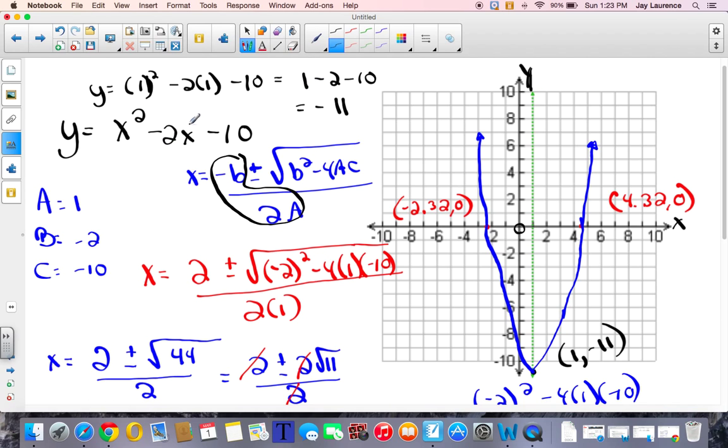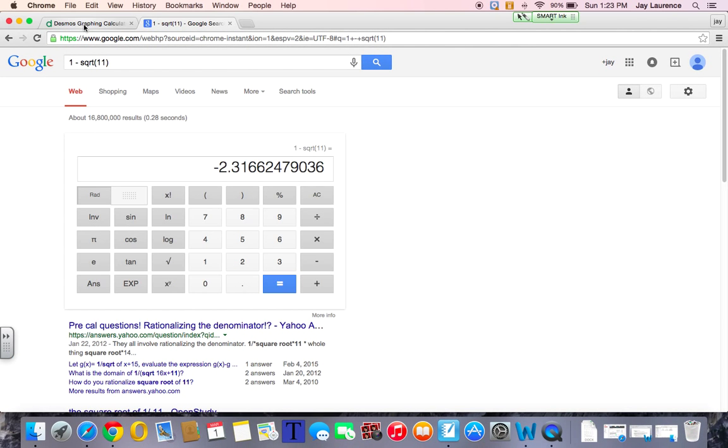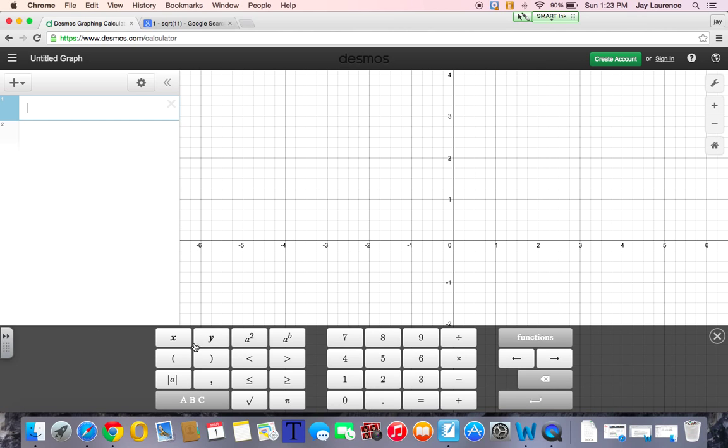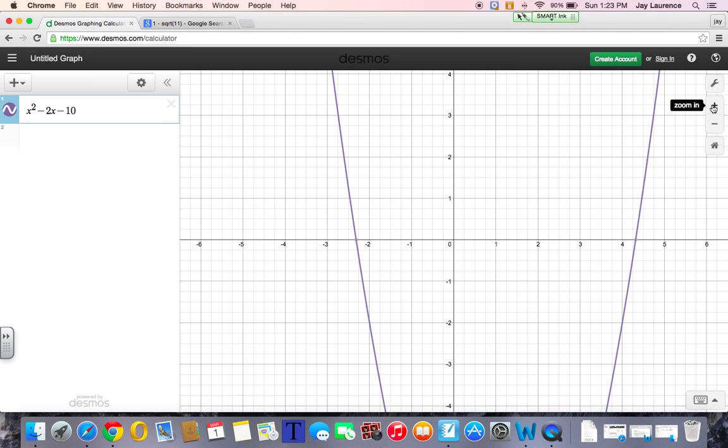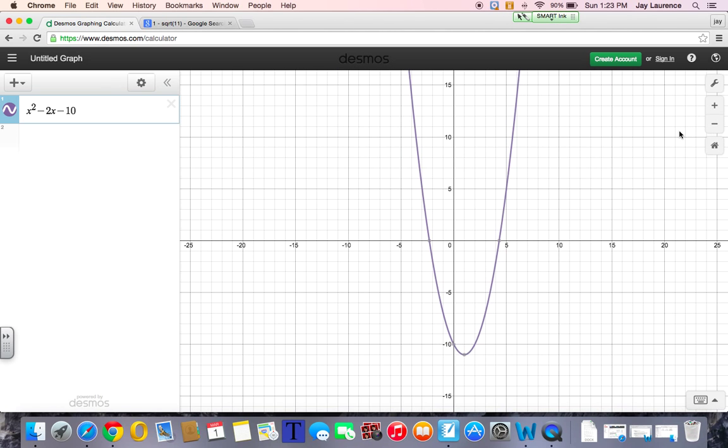All right, so it was x squared minus 2x minus 10. So let me bring that up. Okay, and I'm going to zoom out. There we go. And look at that, negative 2 and 32 hundredths, and 4 and 32 hundredths, and 1, negative 11. And so there's my parabola. And this is how it should look. It's not how you really have to do it with that airliner.